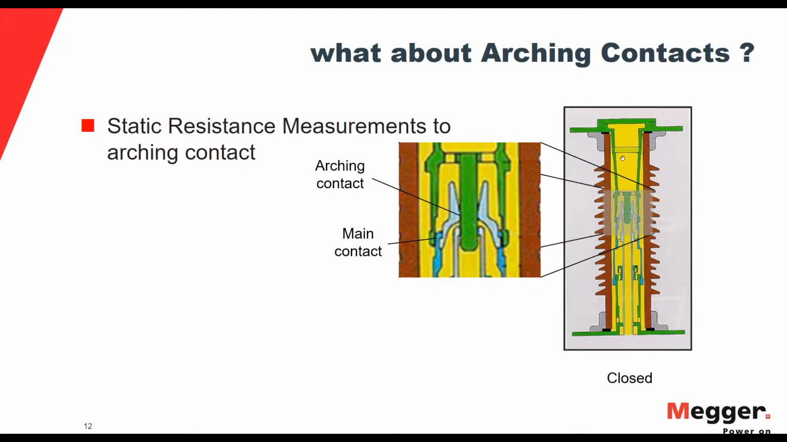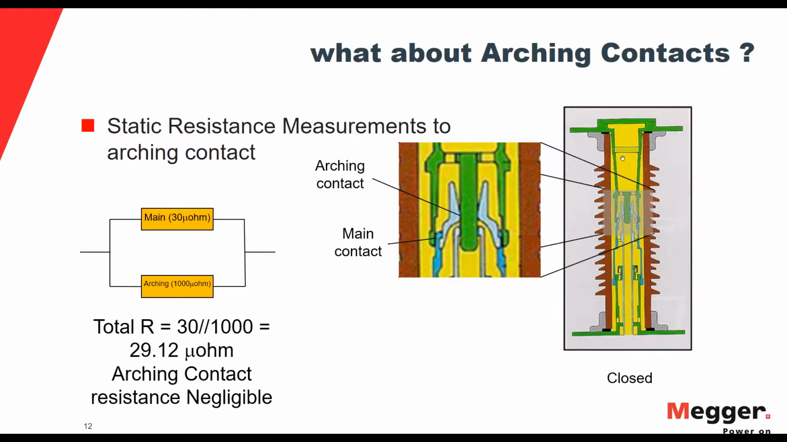Take a close picture of it. You can see that when you are doing a static resistance measurement, both the main and the arcing contact are in parallel together. So I basically am measuring both at the same time. But as I mentioned earlier, usually the arcing contact will have a much higher resistance value. And if you have a high resistance in parallel with a low resistance, basically the equivalent resistance of both will be something very close to the lower resistance.